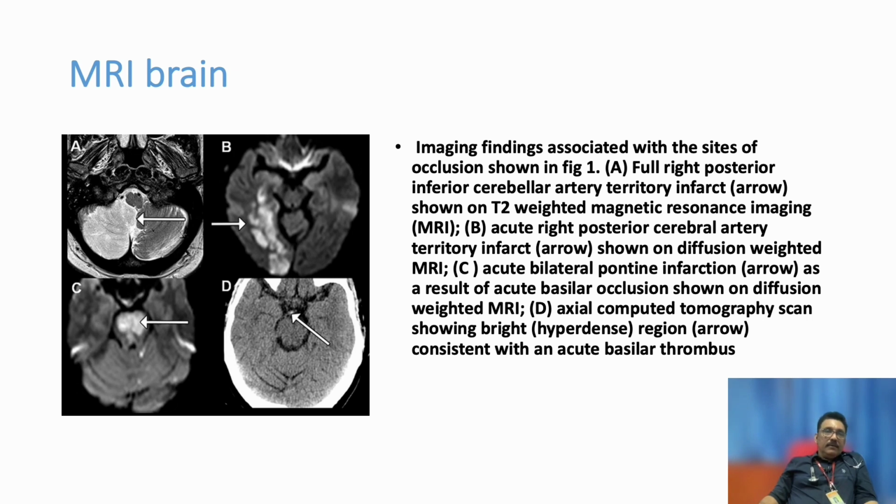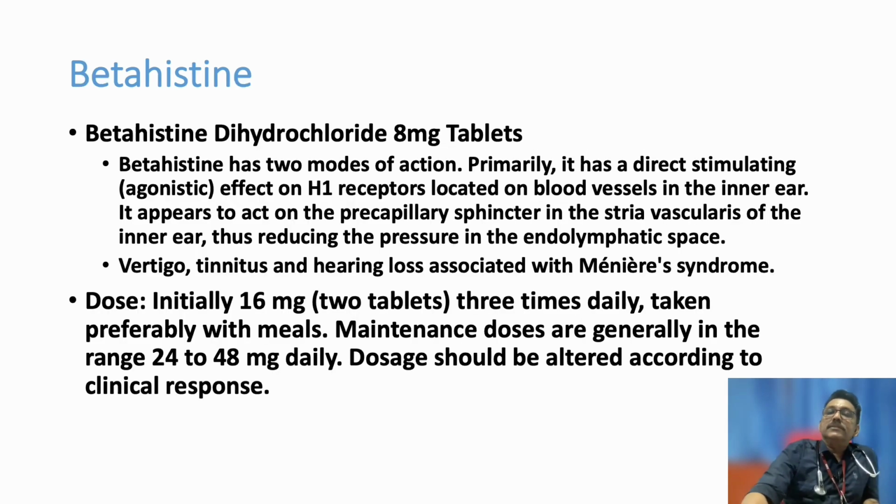MRI can pick up posterior circulation stroke, posterior circulation tumors, posterior cranial fossa tumors, demyelination, everything. So do not try to take a CT scan in this type of patients. If possible, go for MRI only, otherwise you may miss the diagnosis.